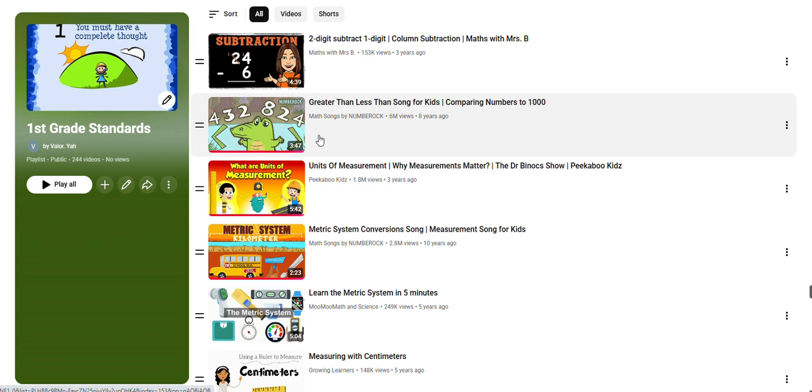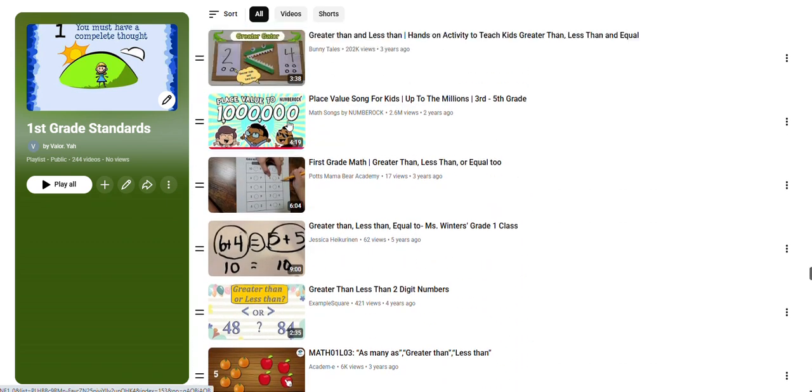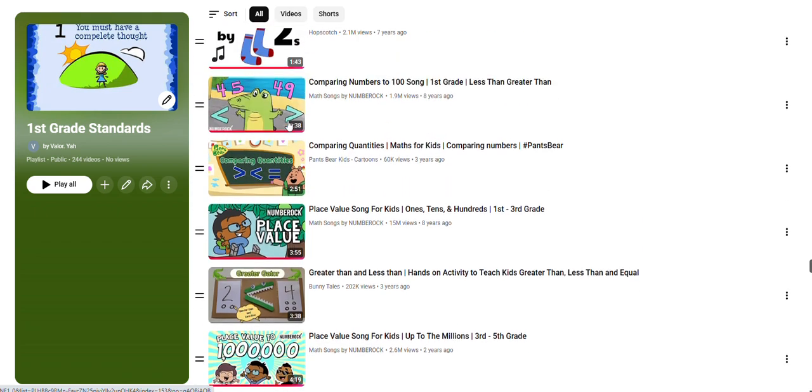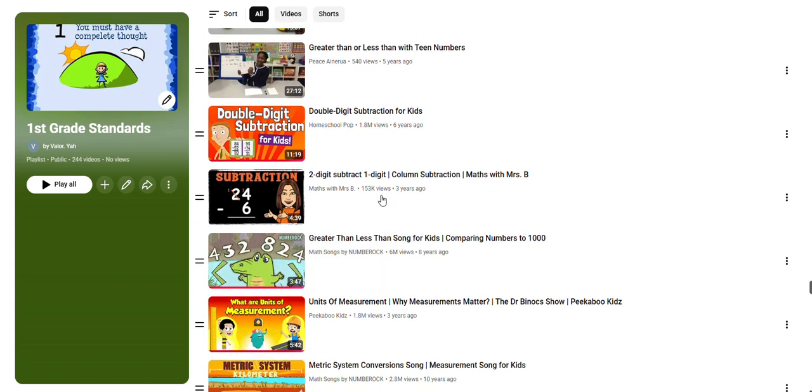This greater than, less than, or equal to video by numberrock.com is for 3 place values, whereas this one up here is for 2 place values. So again, that information is extremely important.